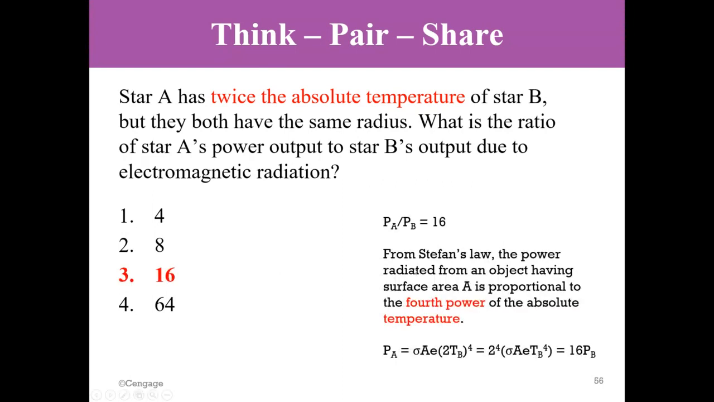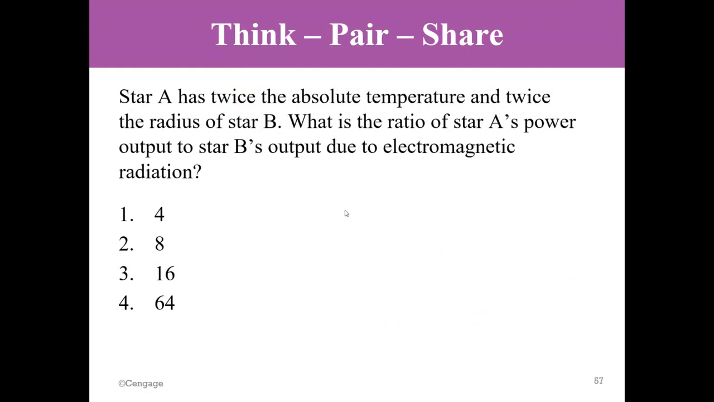Okay. The answer is 16. From Stefan's law, the power is equal to sigma A E T to the power 4. So when the temperature of A is twice the temperature of B, you have 2 to the power 4. 2 to the power 4 is 16. So the power from star A is 16 times the power from star B.